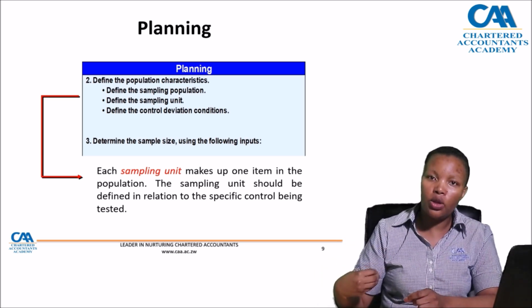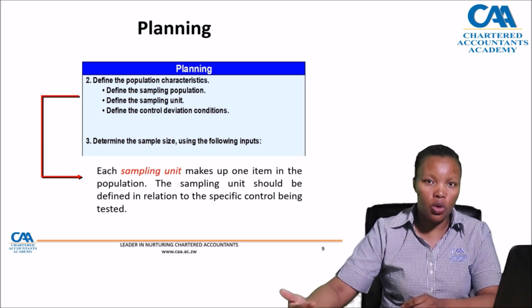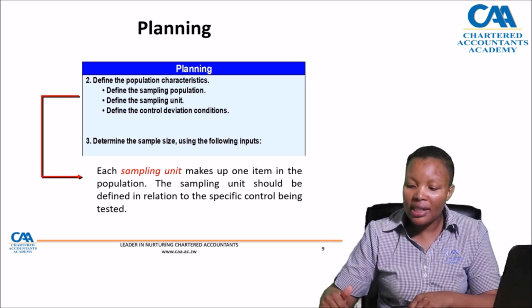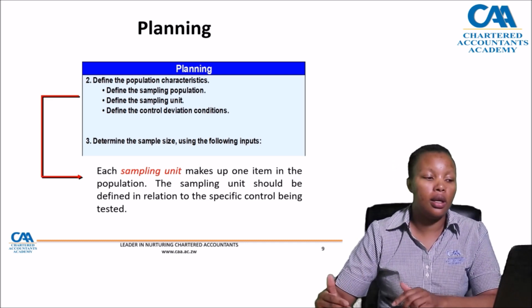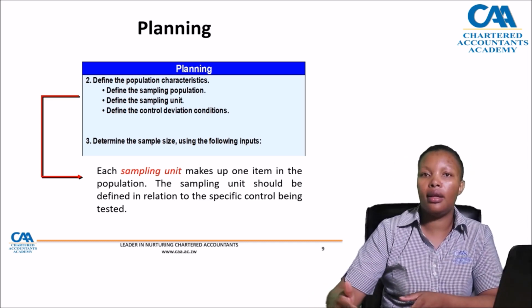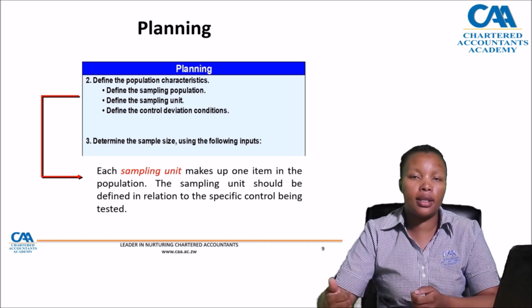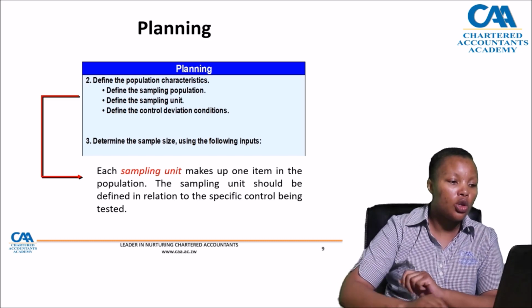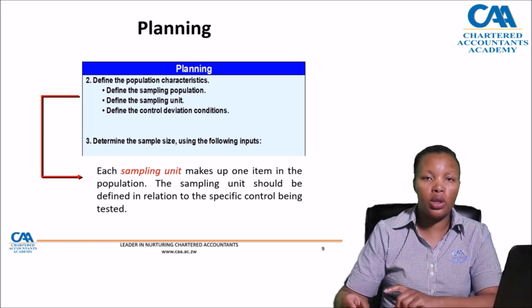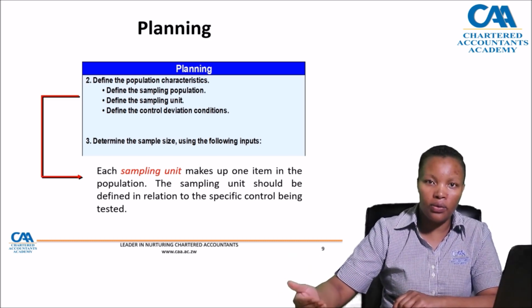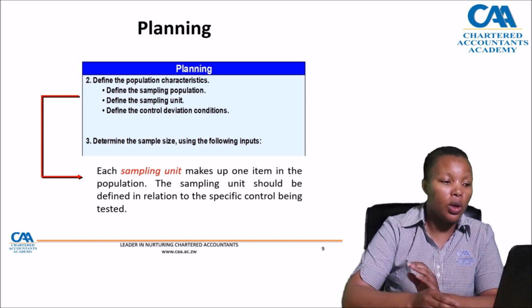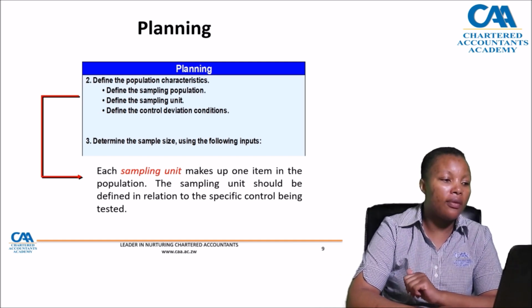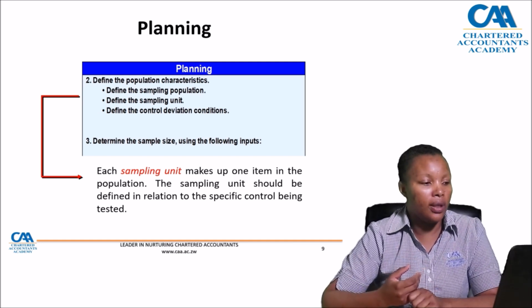So we need to then define it in relation to the control, because what control are we looking for on the sampling unit? Is it, as I said, pre-numbering, or is it a signature? So once you've defined the sampling unit to say it's every invoice, it's the invoices that we're going to be using, we then have to define the deviation.